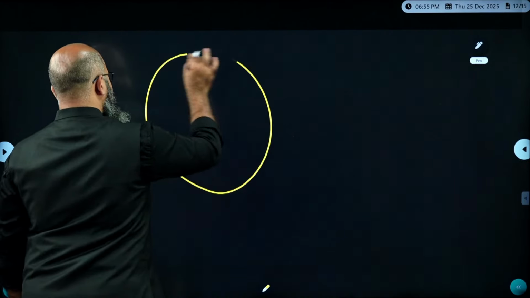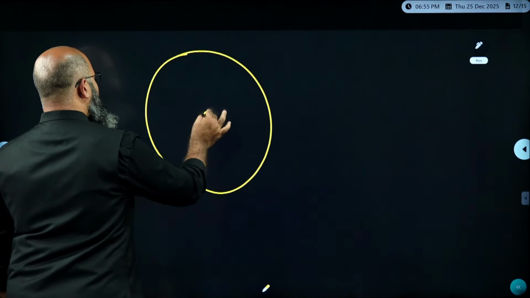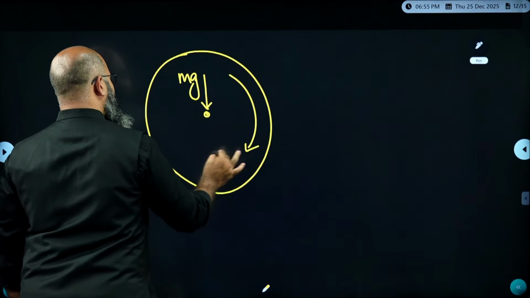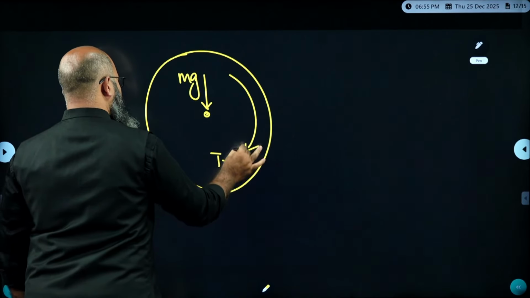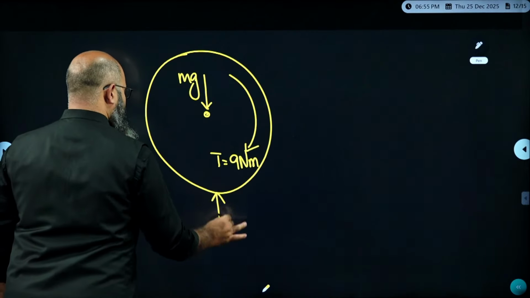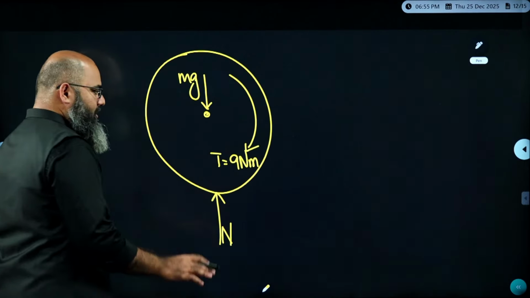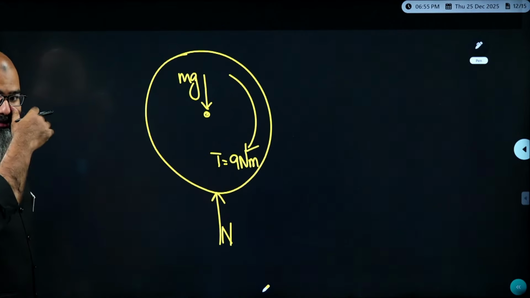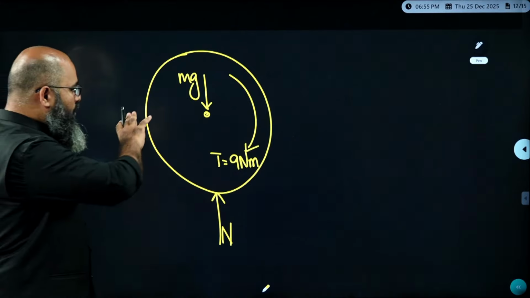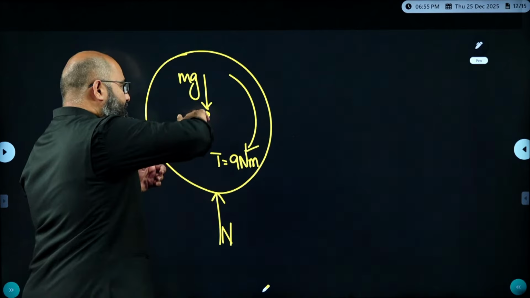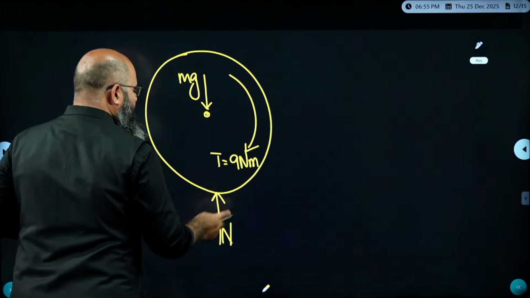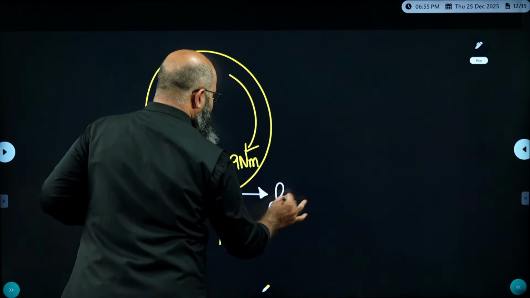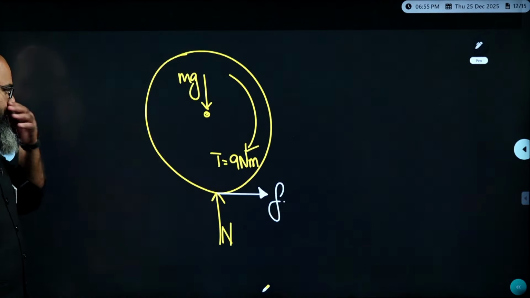Over here, this is a disc I am having. If I draw my free body diagram, I am having over here mg coming down. I am having a torque applied over here which is equal to 9 Newton meter. I am having over here normal. Now think about it. For this body to roll without slip, this body is supposed to accelerate forward. The only way it can accelerate forward is friction force acting in the forward direction. This is friction force over here.